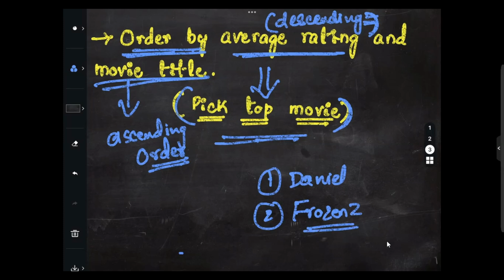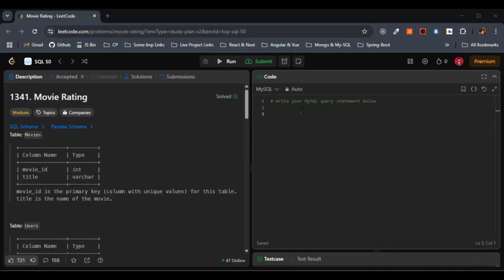As we know the approach now, it will be easier to write the query. Now let's start writing the query. The first step here is we have to find the user who rated the greatest number of movies, right? So that's what we'll be doing now.